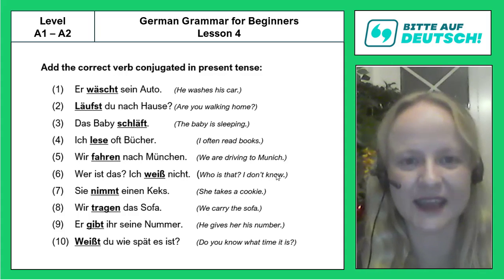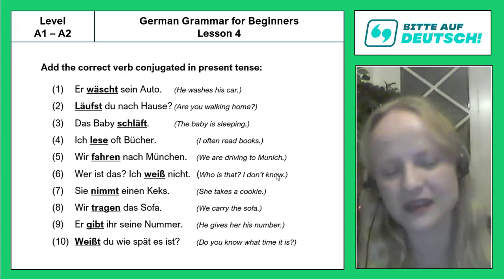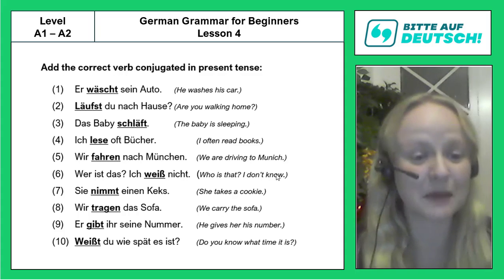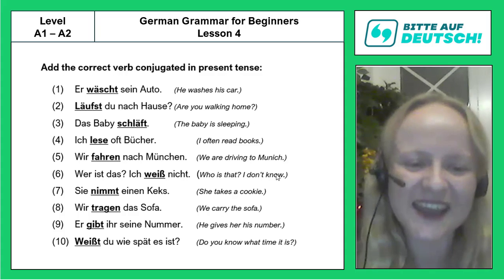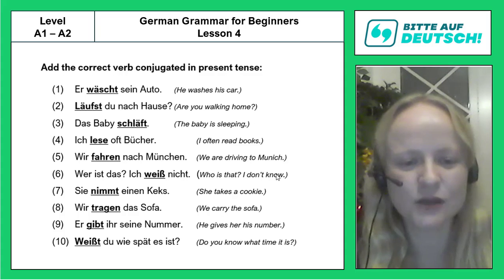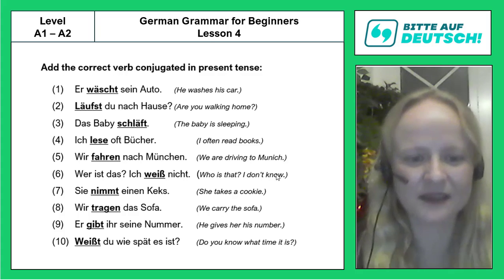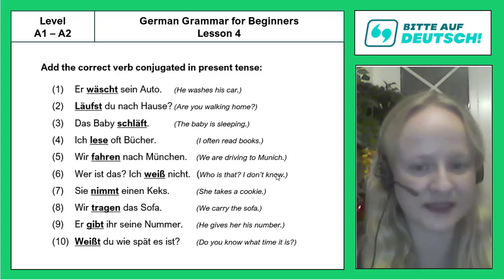We simply add en as the conjugation ending, and then it looks the same as the infinitive form. Wir tragen. Number 9, we're nearly done. Er gibt ihr seine Nummer. He gives her his number.